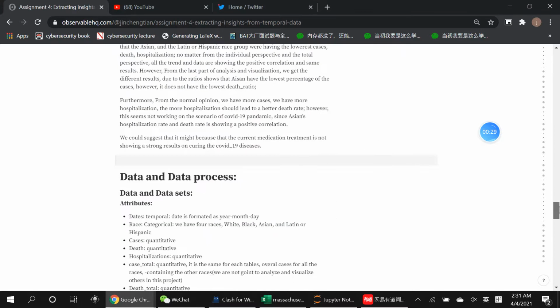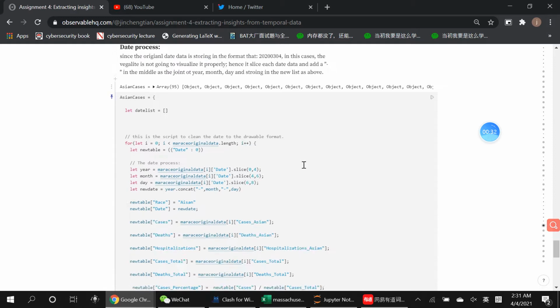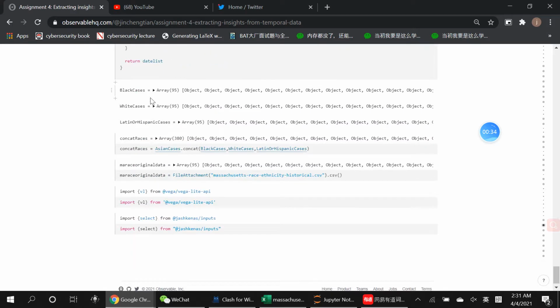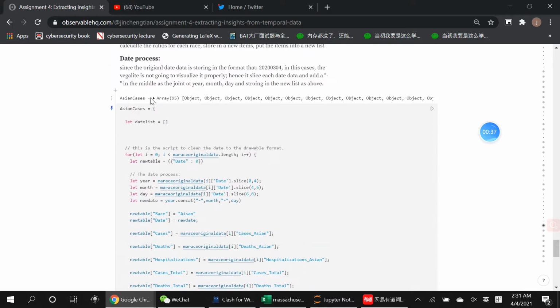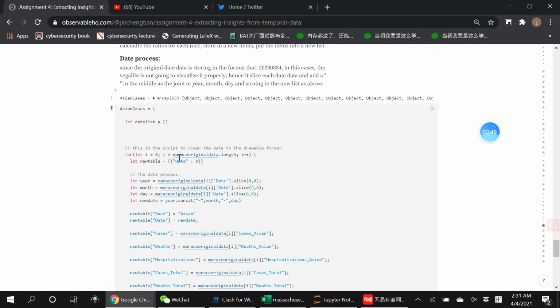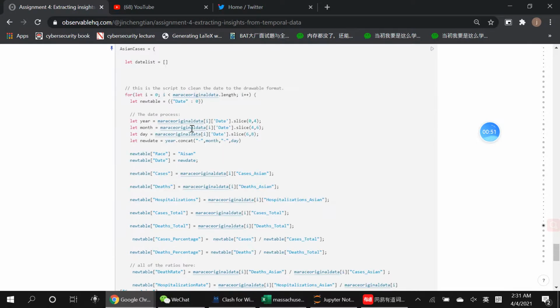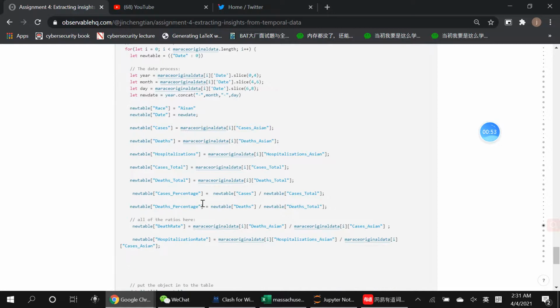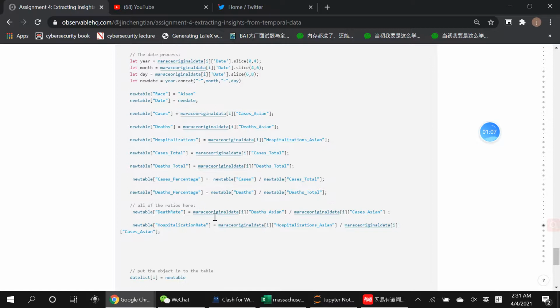I have my original data, which is called the MA race original, and I use JavaScript to clean the data because it is too messy. I want to put the race ticker, the race name, and the target information in a new table and calculate the new attributes, which are the case percentage, the death percentage, the death rate, and the hospitalization rate. These four ratios are not stored in the original dataset.